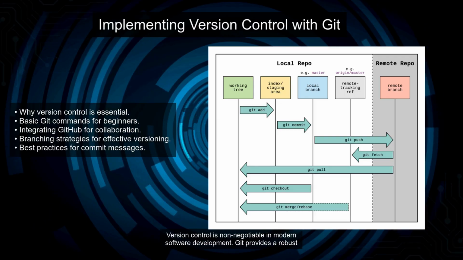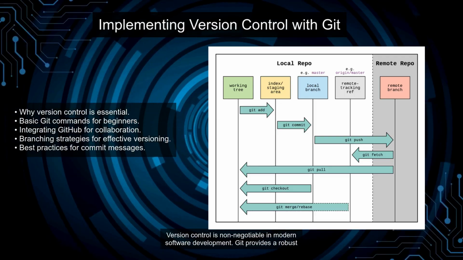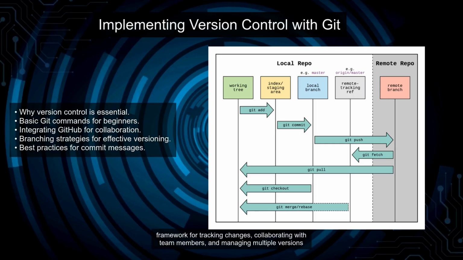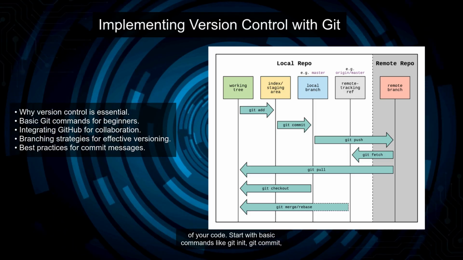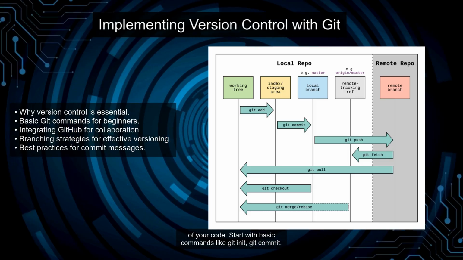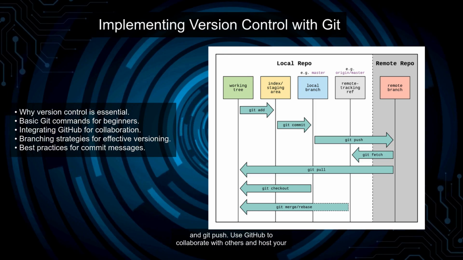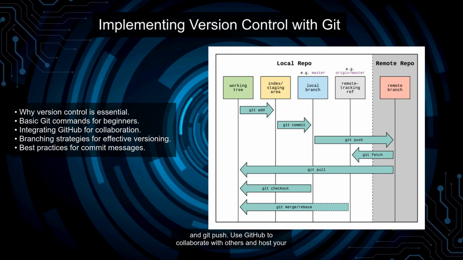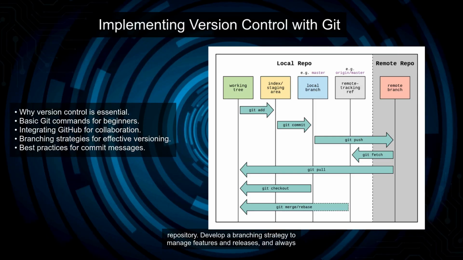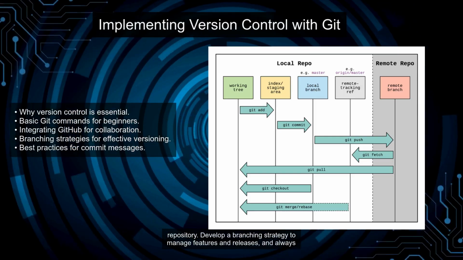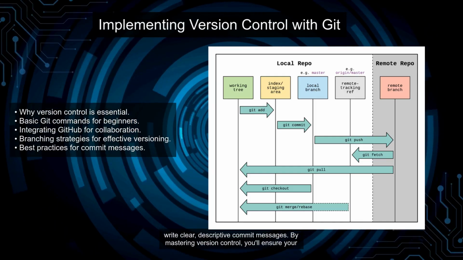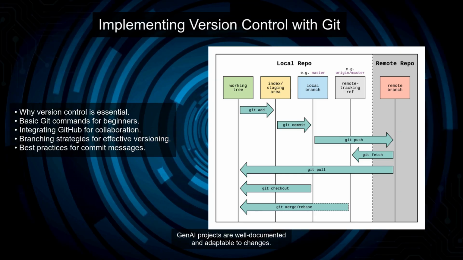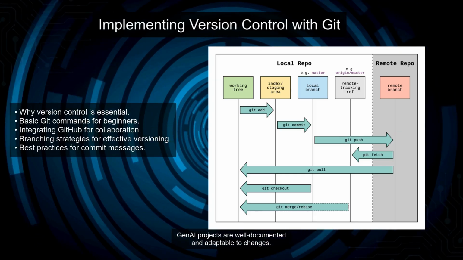Version control is non-negotiable in modern software development. Git provides a robust framework for tracking changes, collaborating with team members, and managing multiple versions of your code. Start with basic commands like git init, git commit, and git push. Use GitHub to collaborate with others and host your repository. Develop a branching strategy to manage features and releases, and always write clear, descriptive commit messages. By mastering version control, you'll ensure your GenAI projects are well documented and adaptable to changes.